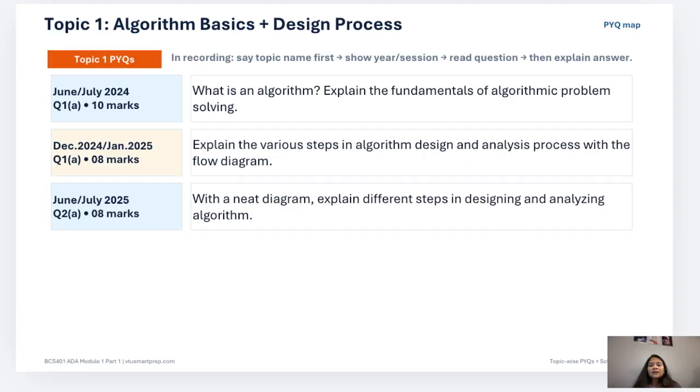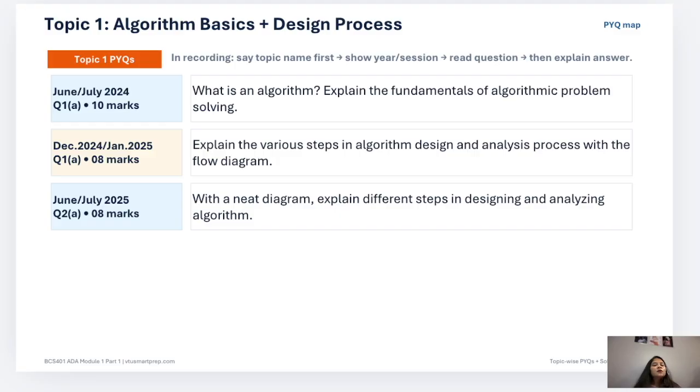So let's get started. Here you can see topic 1, algorithm basics plus design process, asked in a question. It was asked in June, July 24: What is an algorithm? Explain the fundamentals of algorithmic problem solving. This was asked for 10 marks. In the coming slides, I will tell you the answer for this specific question. I'll just read out the question.